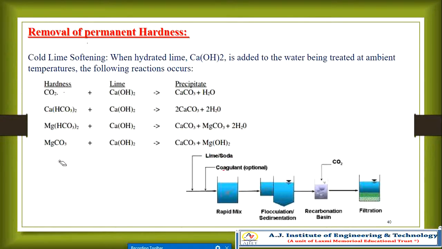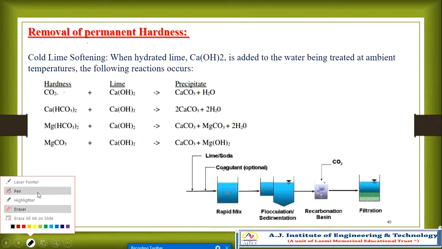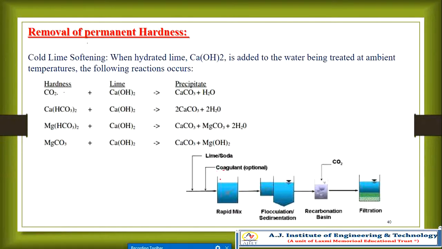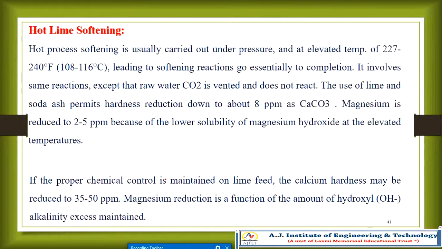Right. So here coagulant will be optional. You can add it. Rapid mixing will take place here. After that, flocculation and sedimentation will be there. Then a recarbonation basin will be there. Then filtration. This is the process adopted in softening, that is the lime soda process.